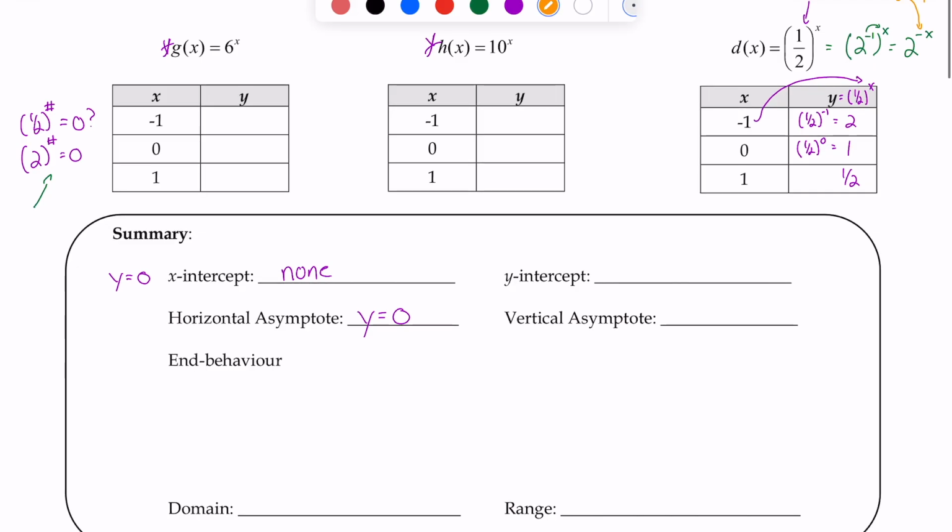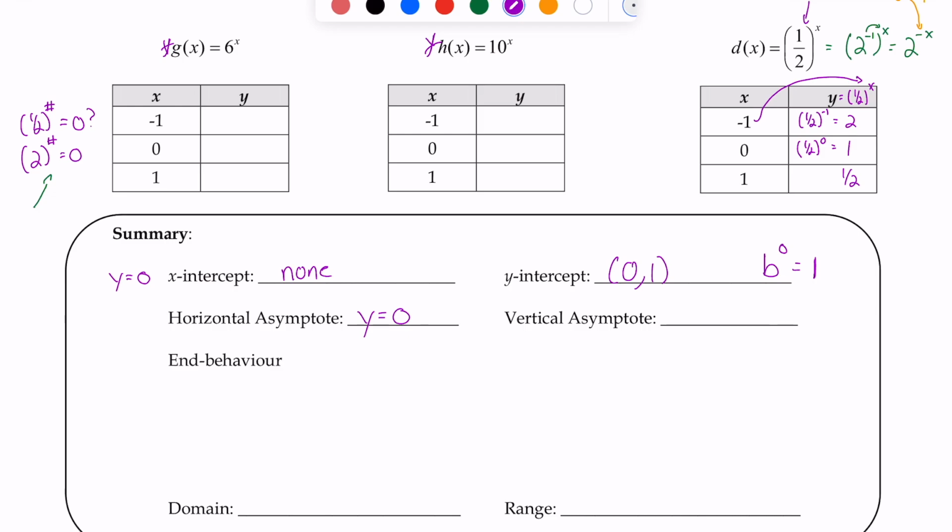The y-intercept was (0, 1) in both cases. That's because any base, I don't care what number it is, being put to the power of 0 will always give you an output of 1. That's why it didn't matter if it was a fraction or a whole number. The output was 1.